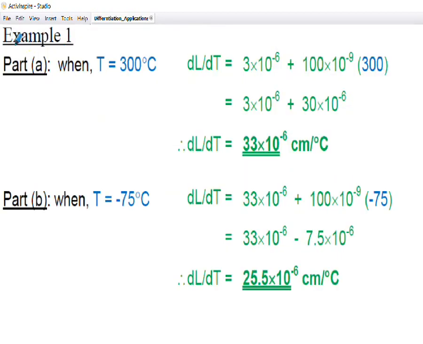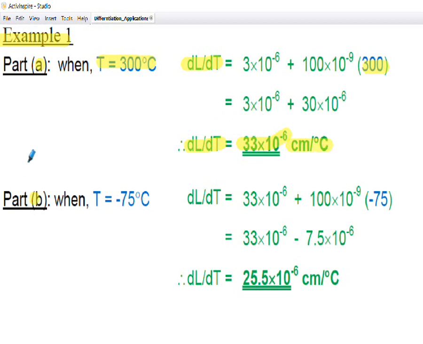Now continue example 1 here. Part A says to use this equation, dl by dt, to find the rate of change when the temperature is equal to 300 degrees C. All we do is take our dl by dt equation and simply put the value of t is equal to 300 where we see a t in the expression. If we evaluate that expression, we get 33 times 10 to the minus 6 centimetres per degree C.